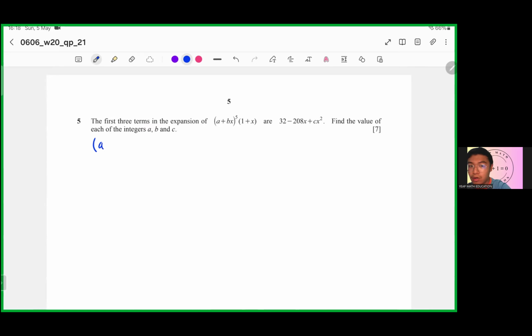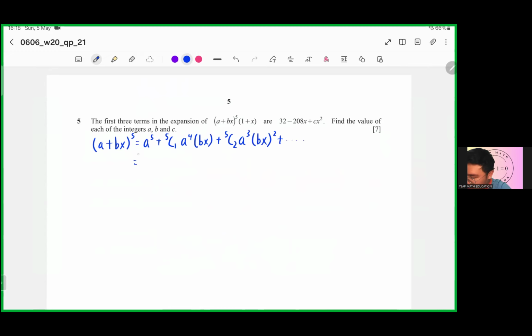So first we need to do this. We expand this, but not expand all, just expand some only. We don't need to take all. So (a plus bx) to the power 5. How many do we need to take? We just take three terms only: a to the 5 plus 5C1 a to the 4 bx, and then 5C2 a cubed bx squared, and so on.